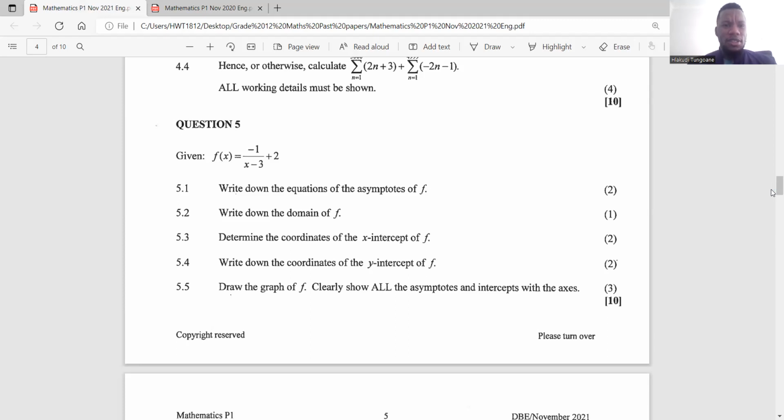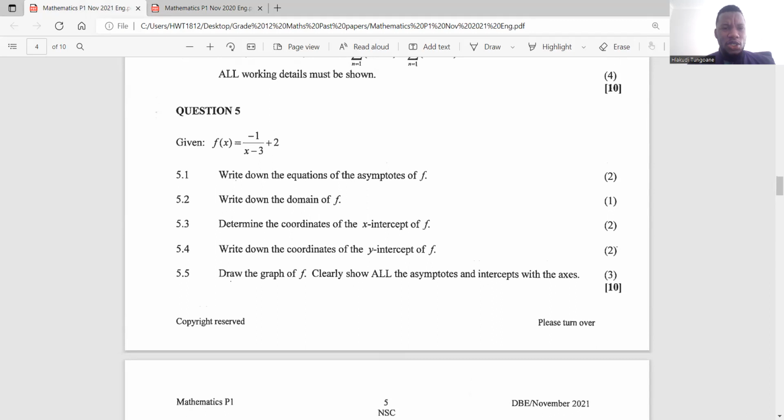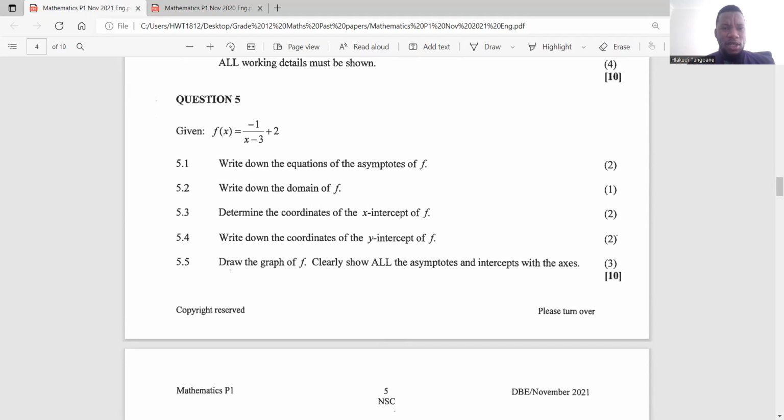The first function question on the hyperbola was question 5. On this question, you were given a hyperbolic function f of x. The question asked you to write down the equation of the asymptote. That was the first part of the question. Then write the domain, determine the coordinates of the intercepts, and then they wanted you to draw a graph, right?